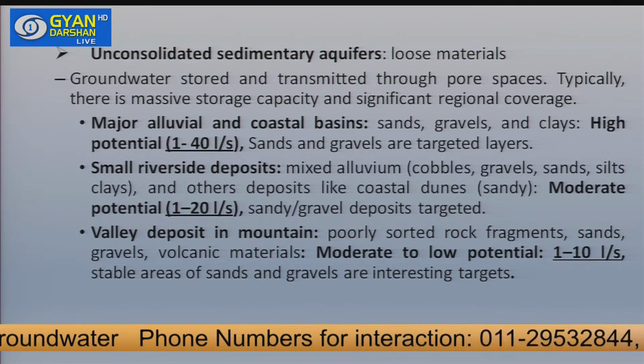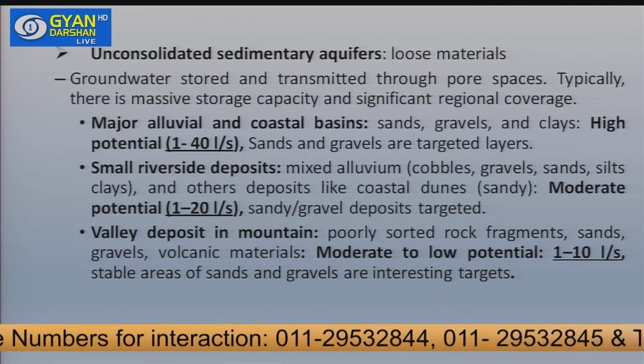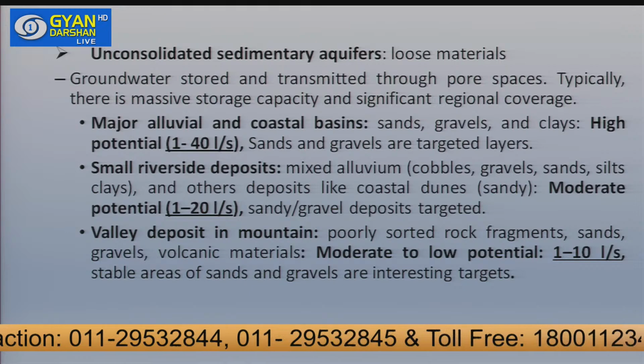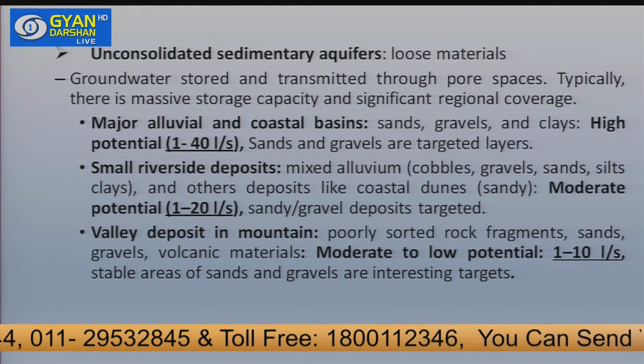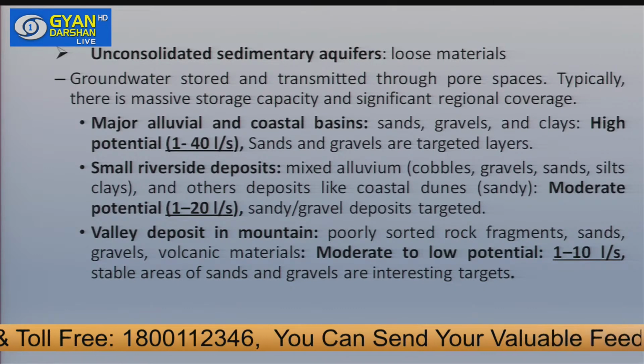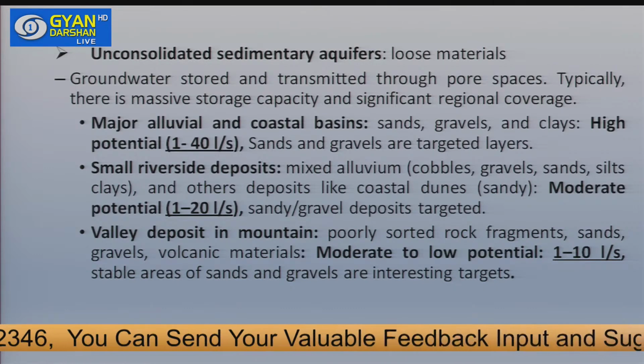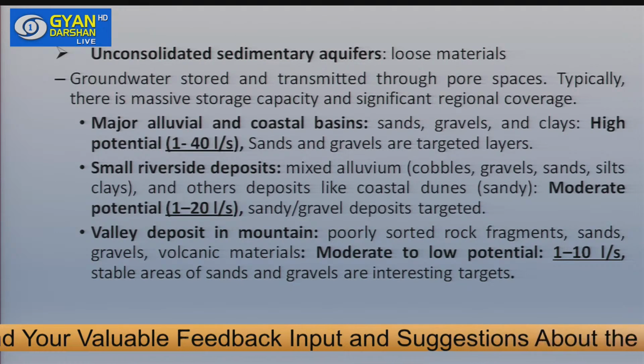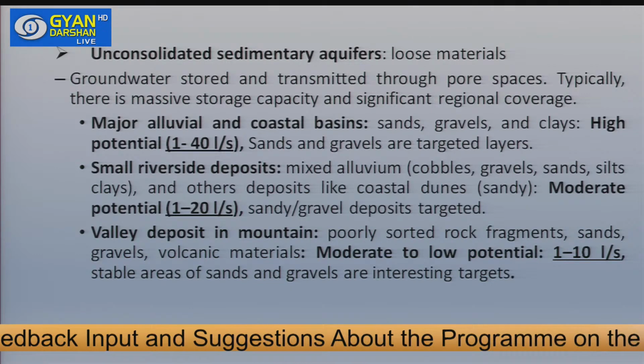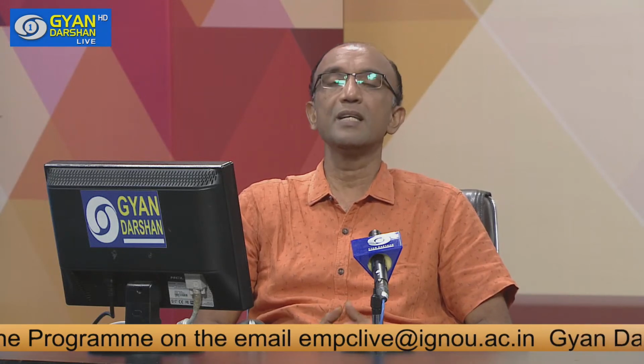And the other important deposit of these unconsolidated sedimentary aquifers is the valley deposits in mountain regions. In this, they have moderate to low potential, between 1 to 10 liters per second yielding capacity, and the stable areas of sand and gravel are the interesting targets. When you look for groundwater in these areas, we have to target the sand and gravel areas. So this is about the importance of the different formations. And now, how the groundwater flows will be explained by Professor Baskar, sir.